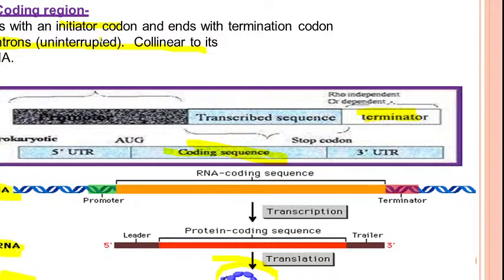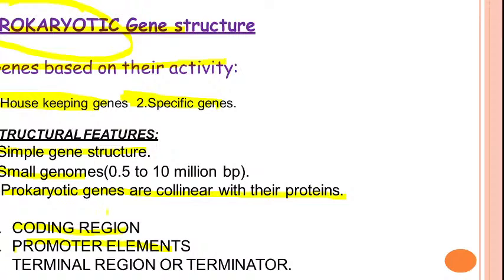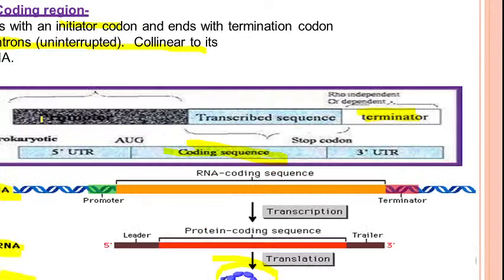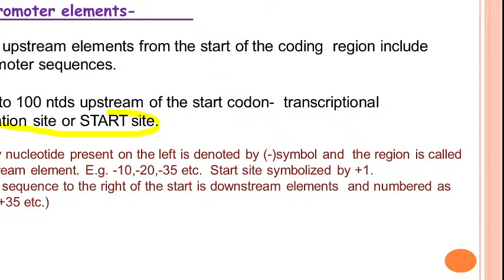So this is the coding region. So we have the coding region, promoter elements and terminal region. Now what are promoter elements? The upstream elements from the start of the coding region include the promoter sequences 50 to 100 upstream of the start codon. We have the initiation site or the start site, just before the coding sequence.